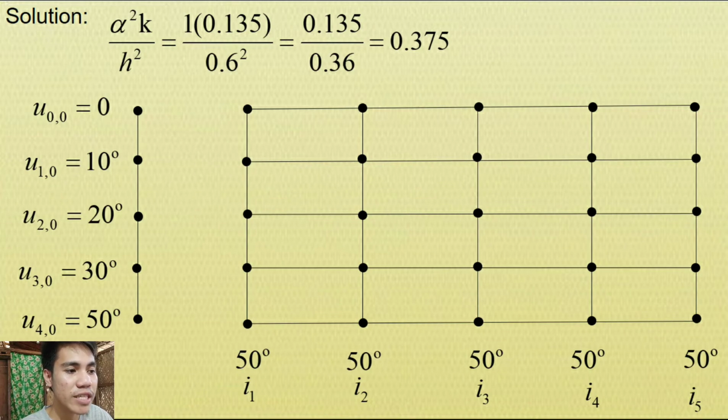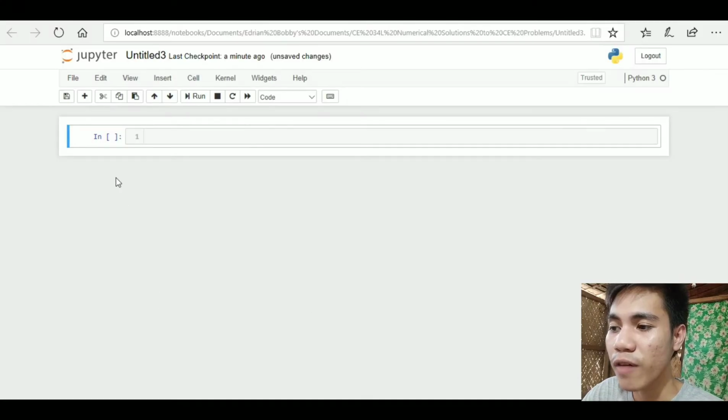Our boundary conditions are given by u sub 0 comma 0 is equal to 0, u sub 1 comma 0 is equal to 10 degrees, u sub 2 comma 0 is equal to 20 degrees, u sub 3 comma 0 is equal to 30 degrees, and u sub 4 comma 0 is equal to 50 degrees. The temperatures for the first, second, third, fourth, and fifth iterations are all 50 degrees. What we are going to find out in Jupyter Notebook is the solution of this heat equation.